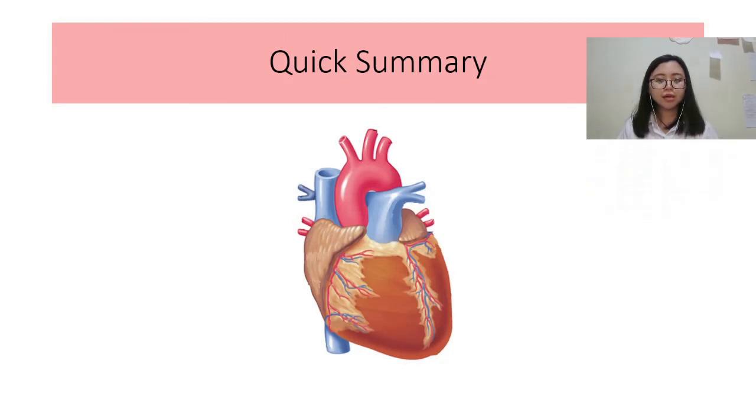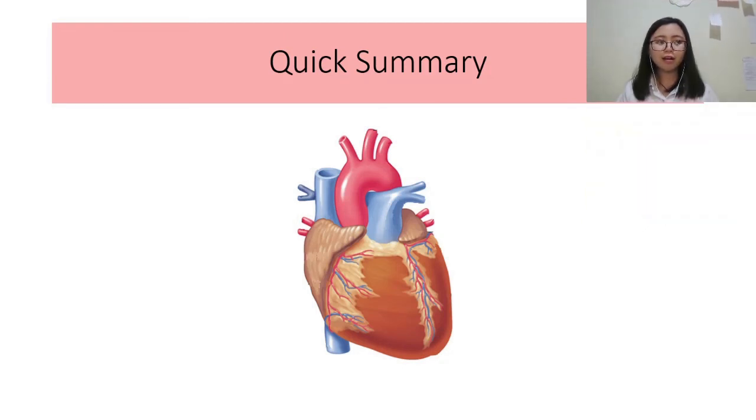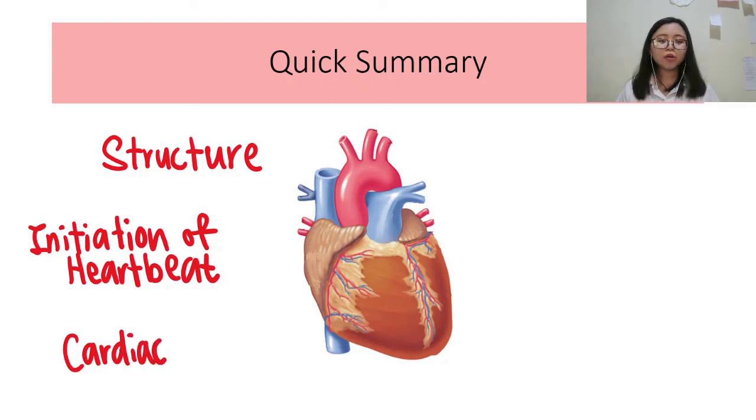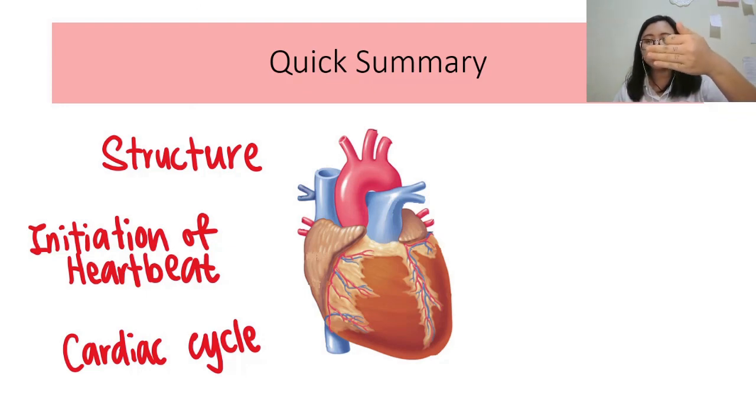So just a quick summary of what we learned about in the heart stuff today. A heart-to-heart talk, we learned about the structure of the heart. We learned about initiation of a heartbeat, how it begins with the SAN to the AVN to the bundle of His fibers to the Purkinje fibers. And we learned about the cardiac cycle. And in the cardiac cycle, I taught you how to remember using the fingers. Oops, sorry, not wrong finger. Using the fingers. So you start with step 1, step 2, step 3.